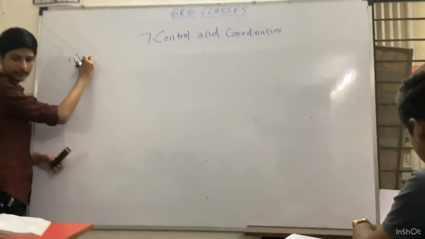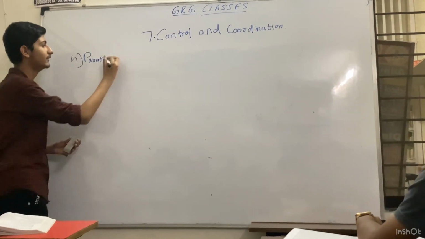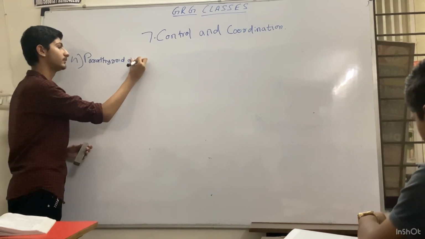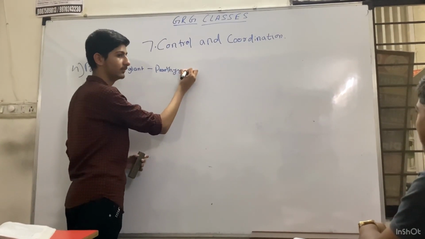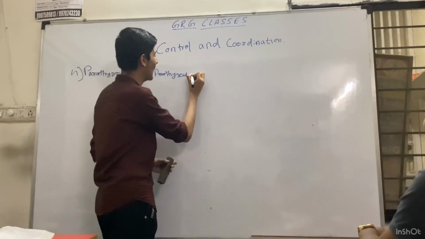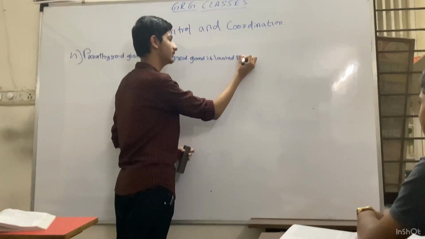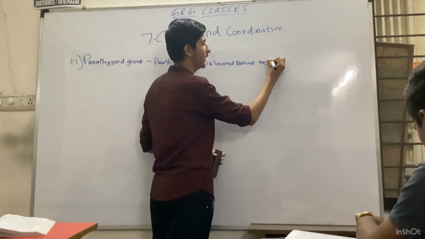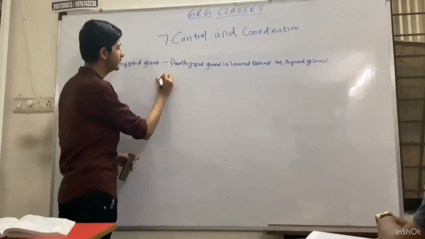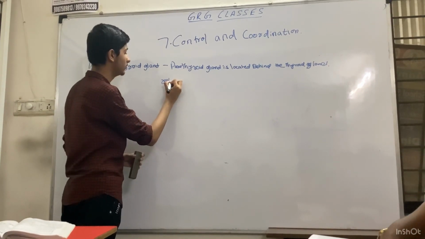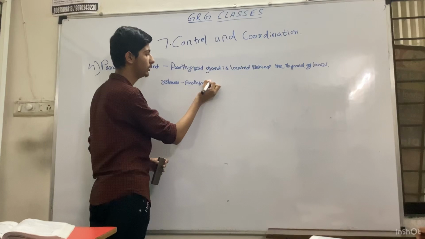Now we will learn about the parathyroid gland. The parathyroid gland is located behind the thyroid gland. It releases parathyroid hormones.